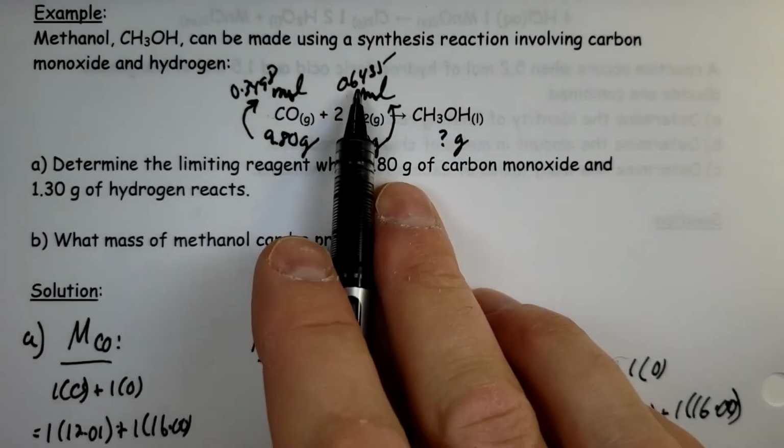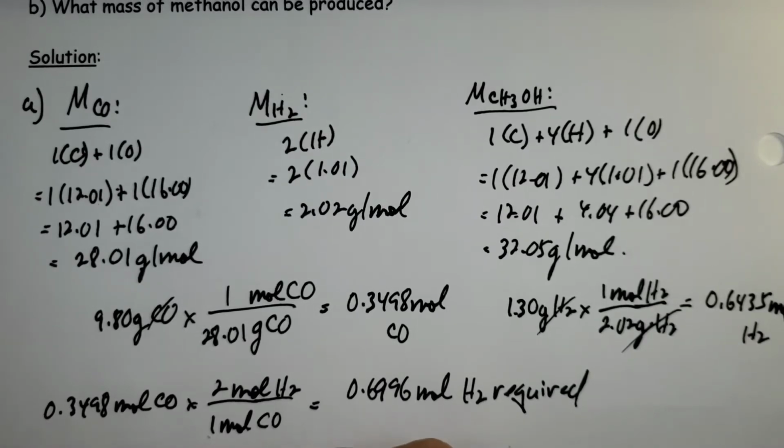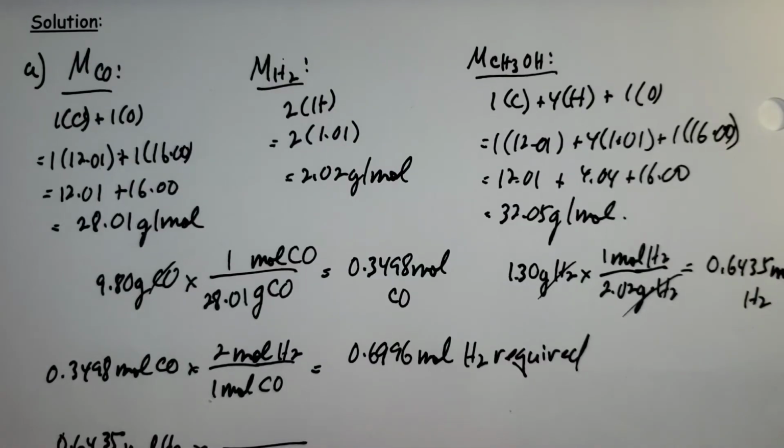And if I'm going vice versa, 0.6435 moles of hydrogen. And according to this, 2 moles need 1 mole. 2 moles need 1 mole.